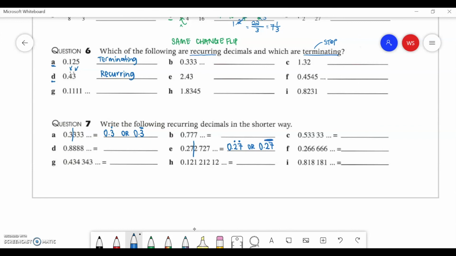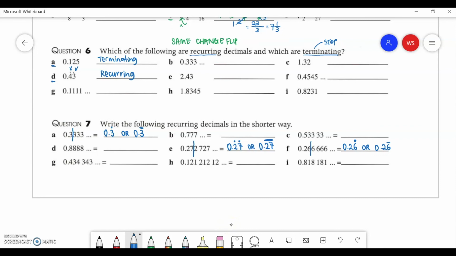Now, question 7f. So 0.26666666. So because 6 repeats, we'll put a line just to cut it off after the first 6. Copying that number, 0.26, and because only 6 gets repeated, therefore a dot on top. We can also express that as in a bar, so 0.26 with a bar on top of 6 over there.